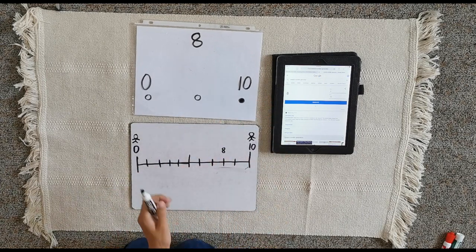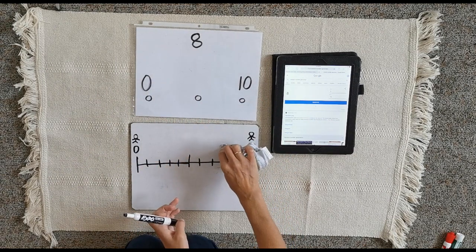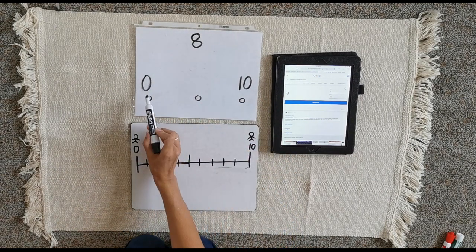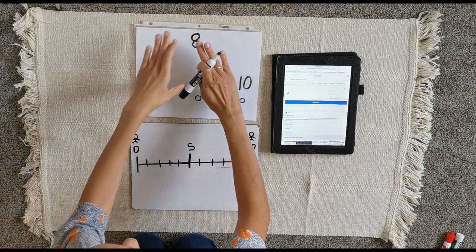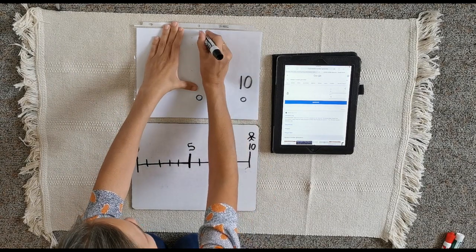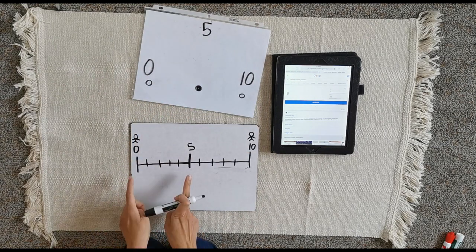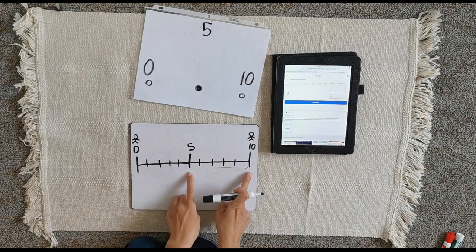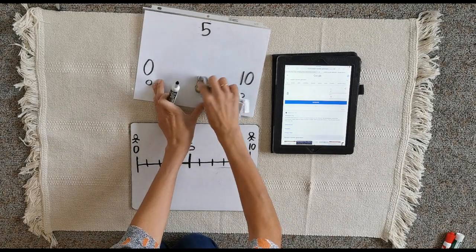What number will be in the middle? In this case, in the middle of 0 and 10. Number 5. So number 5 will be the only one where we can just click here, because it's the same distance here as here. 5 numbers, 5 numbers.